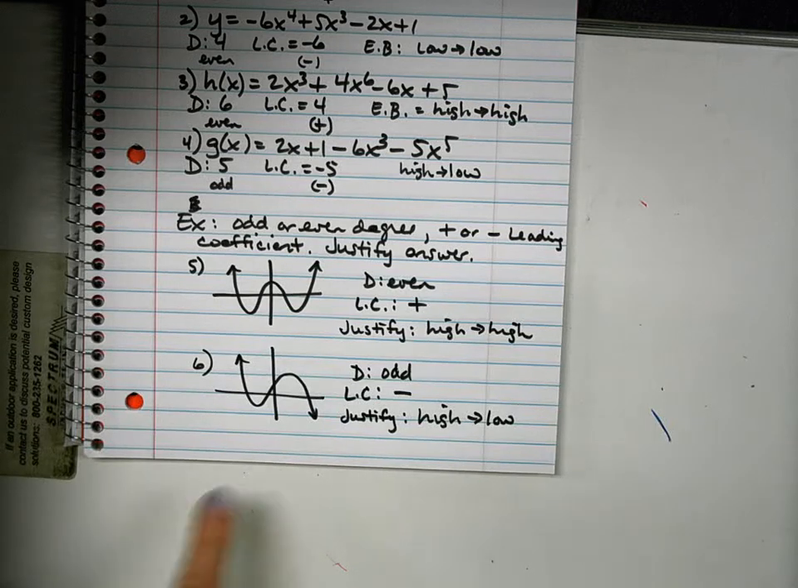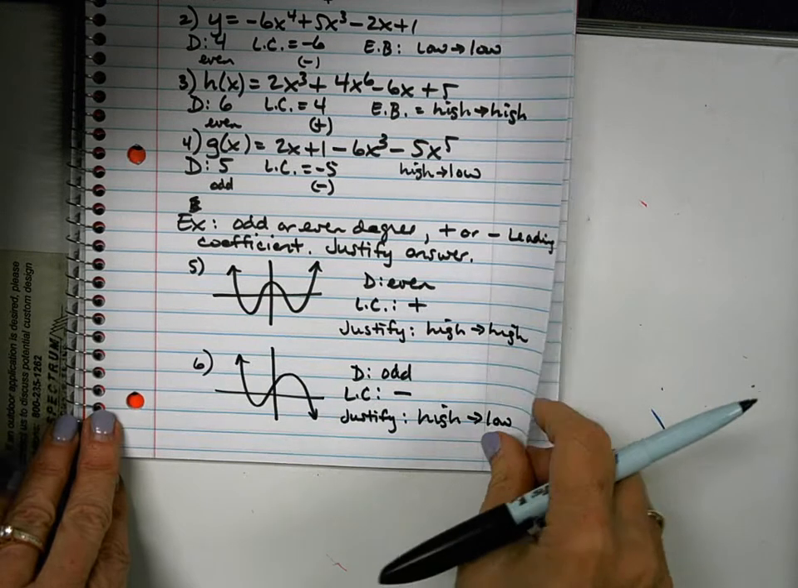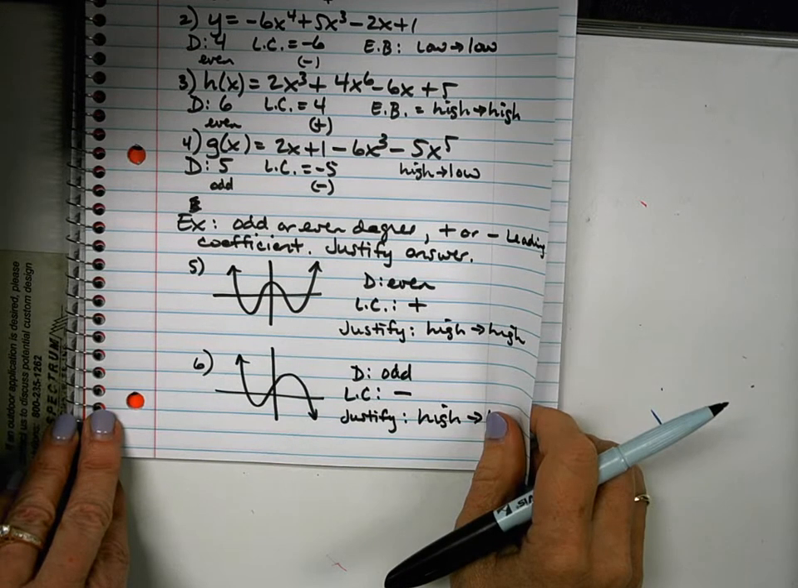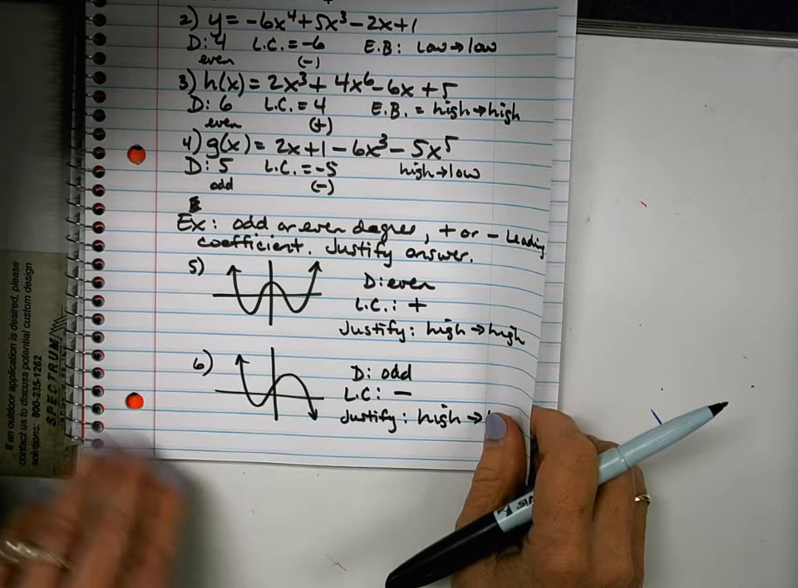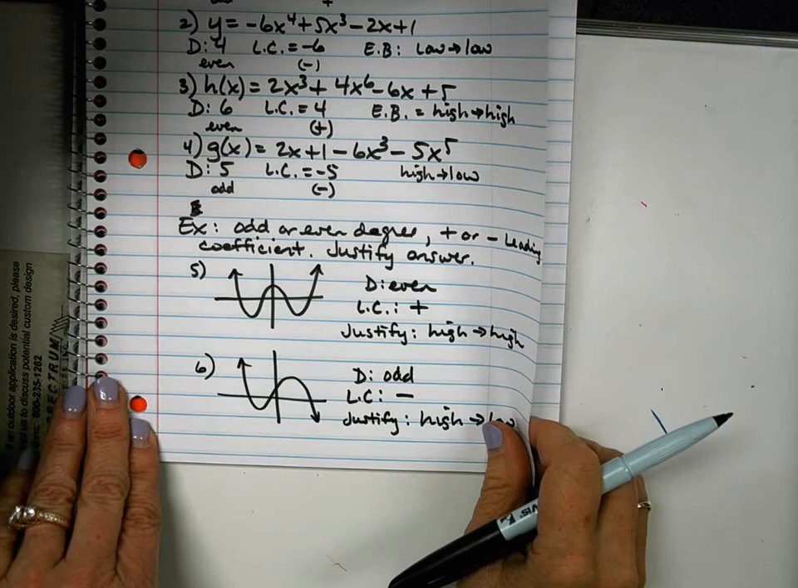Couldn't be a 1st degree, right? A line. The lines actually follow these rules too for the odds. Lines would be an odd degree. They follow the rules, but we typically go with the cube for our parent graph.